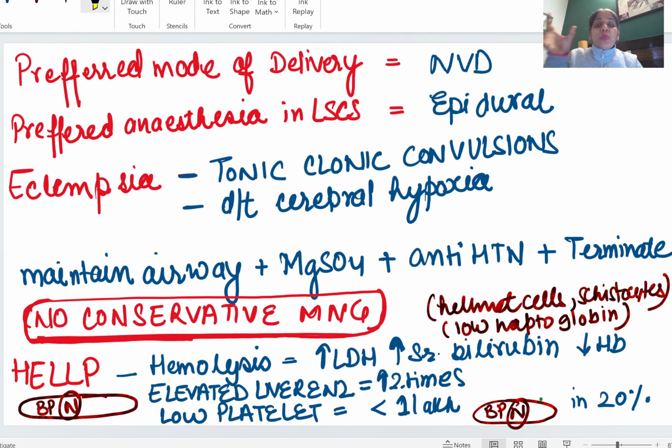So, what is the preferred mode of delivery? The preferred mode of the delivery in preeclampsia is normal vaginal delivery. Cesarean is only reserved for obstetric indications.